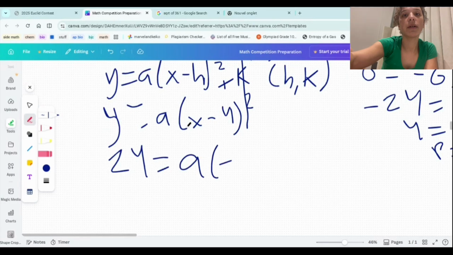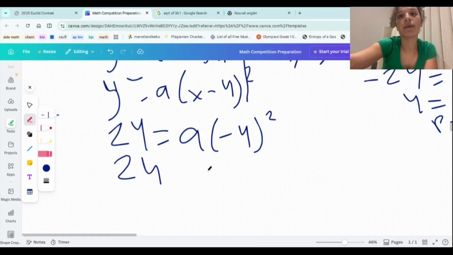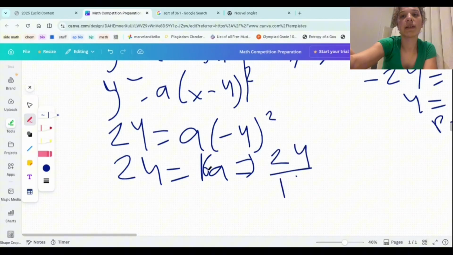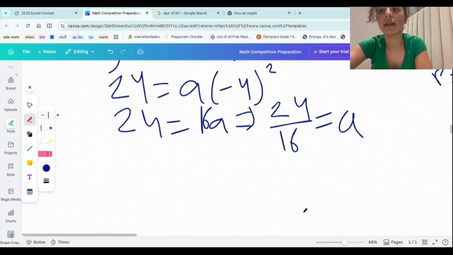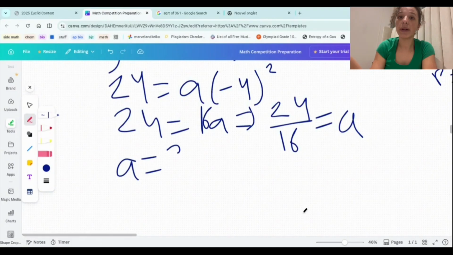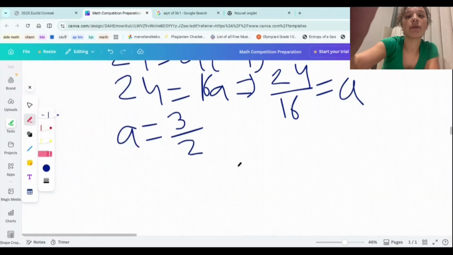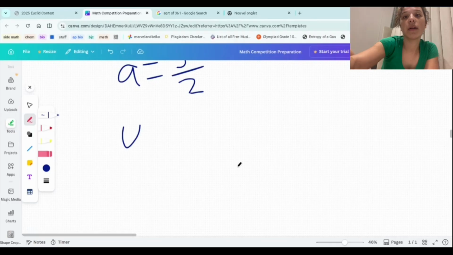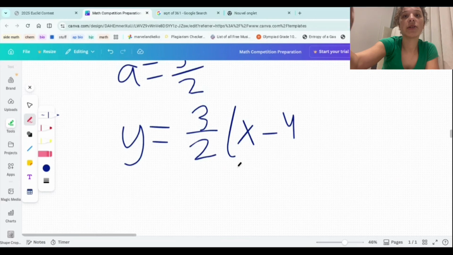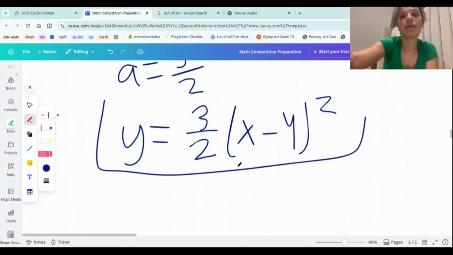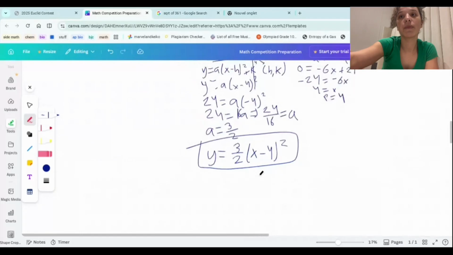So 24 is equal to a times (0 minus 4) squared, right? I just replaced x with 0. So 24 is equal to 16a. Dividing both sides by 16, 24 over 16 is equal to a. Divide the numerator and denominator by 8, and I get a is equal to 3 on 2. And now I have the last piece to write the equation, right? So the equation of my parabola is just y equals 3 on 2 times (x minus 4) squared.